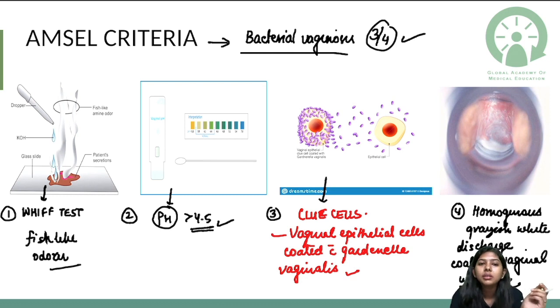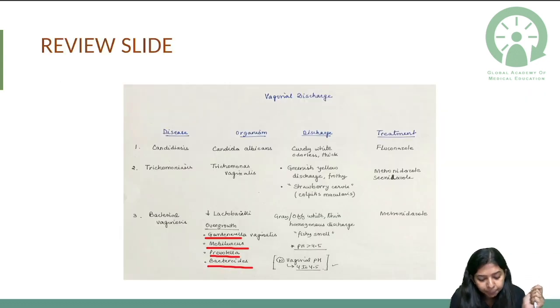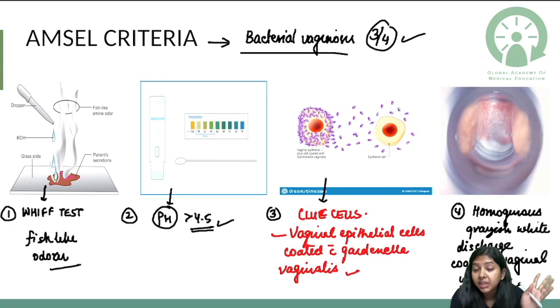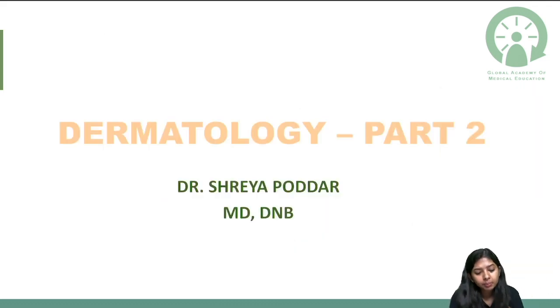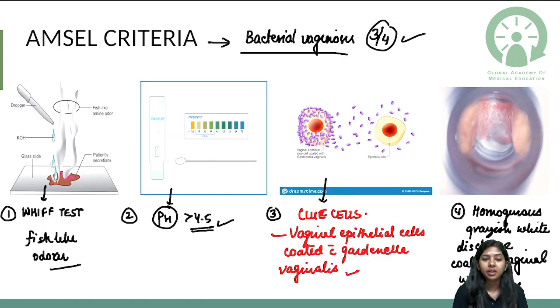Right? So these are the 4 parameters in Amsel's criteria. Fish-like amine odor, pH more than 4.5, and you have presence of clue cells and homogeneous white discharge on examination. So remember this Amsel's criteria.